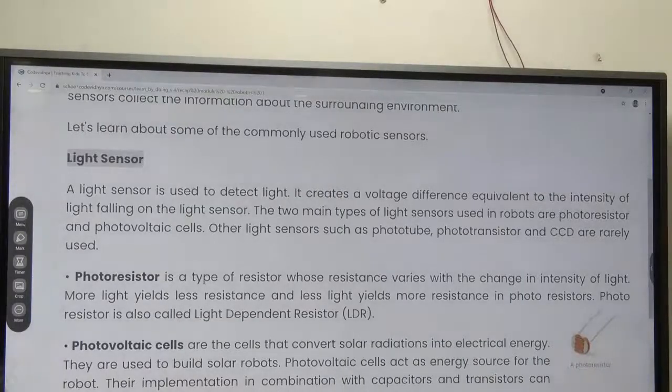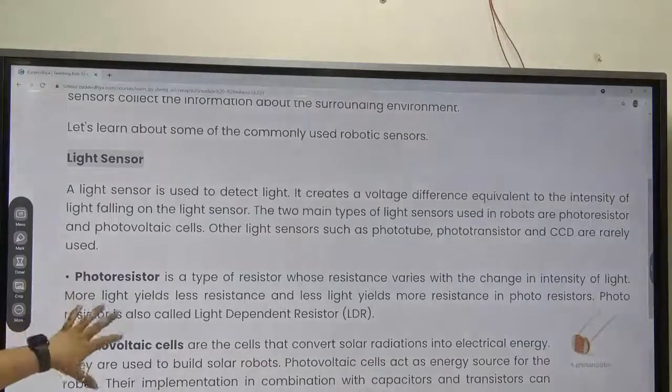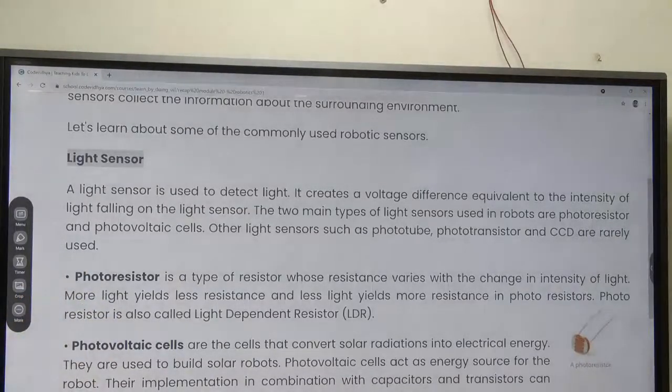First, the light sensor. A light sensor is used to detect light. It creates a voltage difference equivalent to the intensity of light falling on the light sensor. The two main types of light sensors used in robotics are photoresistors and photovoltaic cells. Other light sensors such as phototubes, phototransistors, and CCD are rarely used.